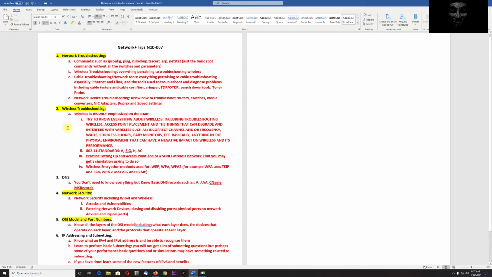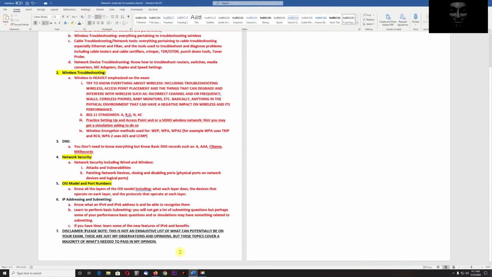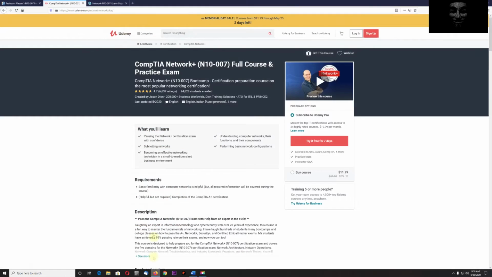Definitely, I think if you focus on these highlighted areas, this is not an exhaustive list of what can potentially be on yours, but let's just say it's heavily focused and it can cover a majority of the questions. I would suggest also getting some practice tests. Jason Dion has practice tests that you can get, and the practice tests get you used to answering CompTIA style questions. The exam is not hard, it's just the wording is tricky.